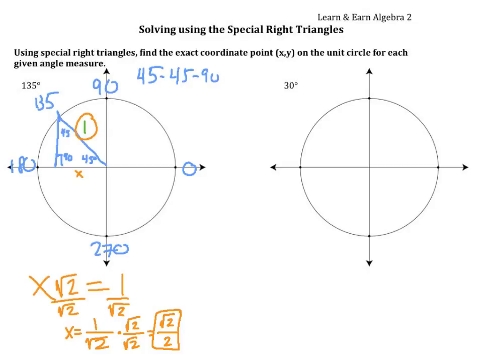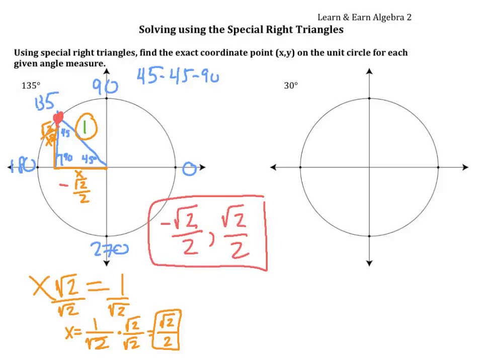Well, keep in mind, this is x. Now, because this is a 45, 45, 90 triangle, both my legs are going to be x. So the distance from the origin to here is the square root of 2 over 2. And the distance from here up is square root of 2 over 2. So that means this coordinate right here is going to be negative square root of 2 over 2 from here, and then I go up square root of 2 over 2.